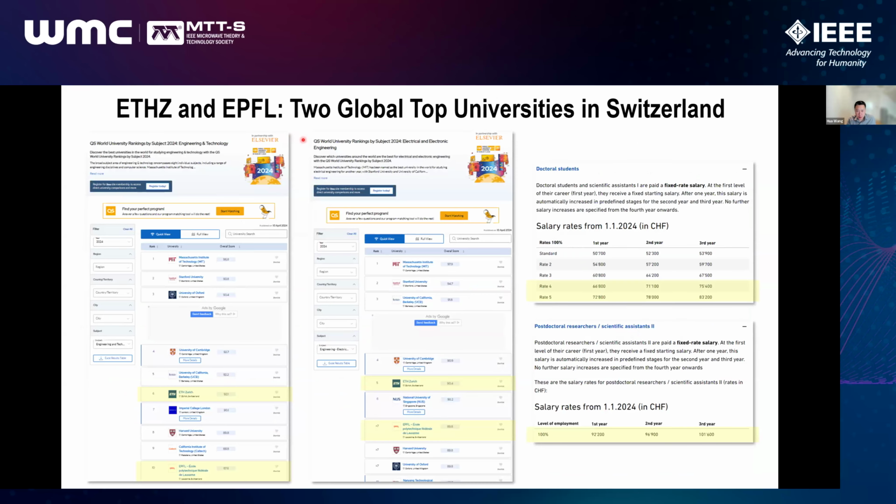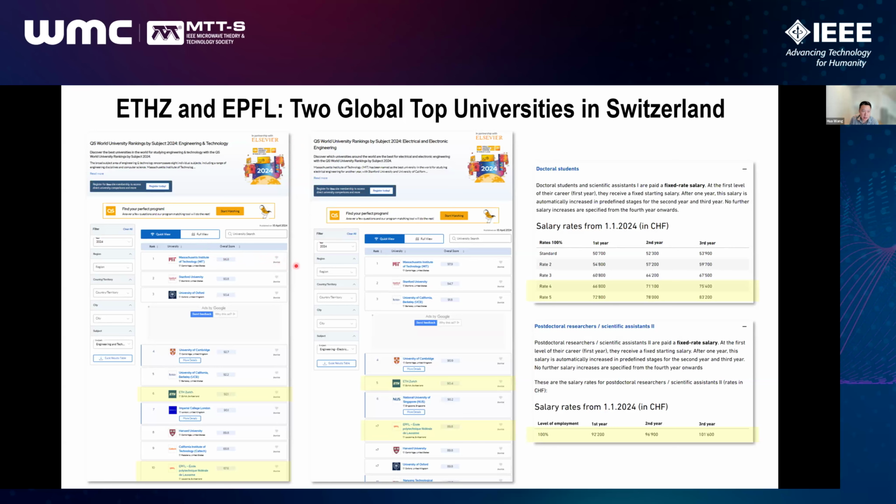When we are talking about research and education, we have to look at the universities. Switzerland is proud of offering two global top universities: ETH Zurich and EPFL. I'm not a big believer in university rankings, but sometimes when students are deciding which school to join, they do look at the ranking. And we are doing pretty well on the ranking as well.